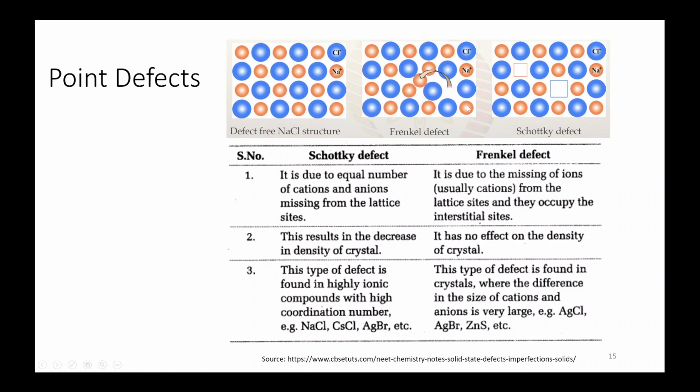In both cases, your solid will remain neutral. In case of Schottky defect, it is due to an equal number of cations and anions missing from the lattice, and it results in decrease in density of the crystal. This type of defect is found in highly ionic compounds with high coordination number, for example NaCl, CsCl and AgBr.